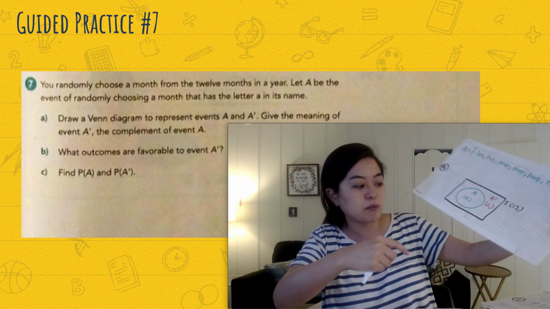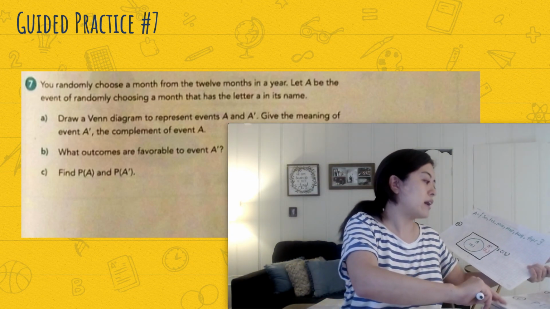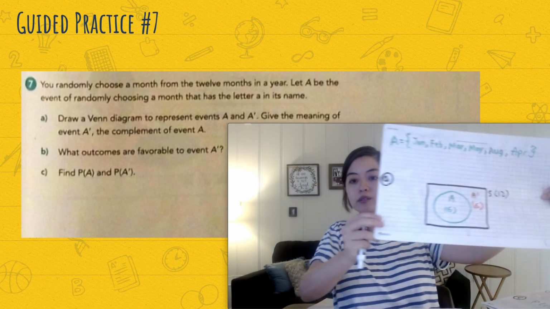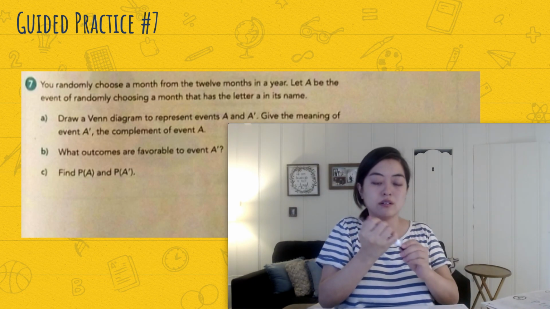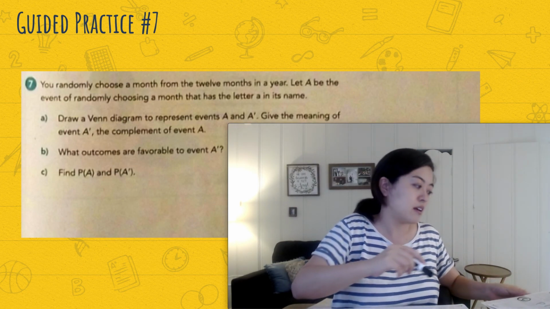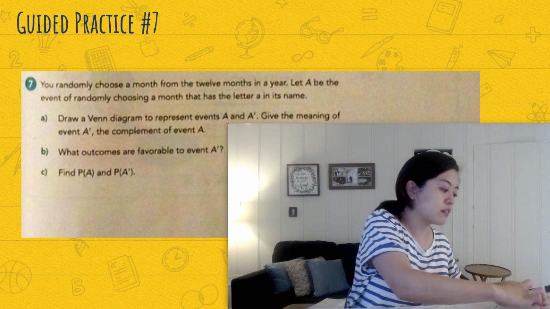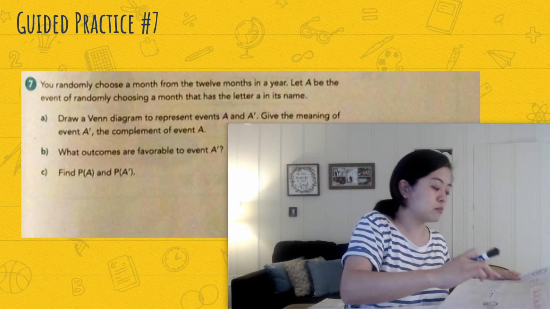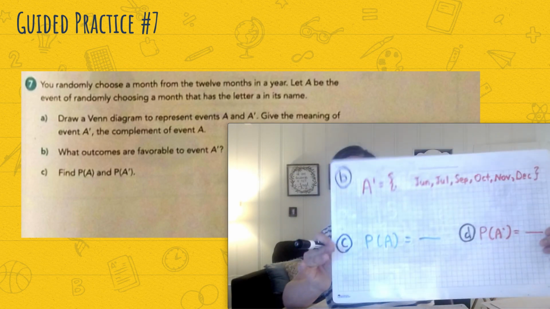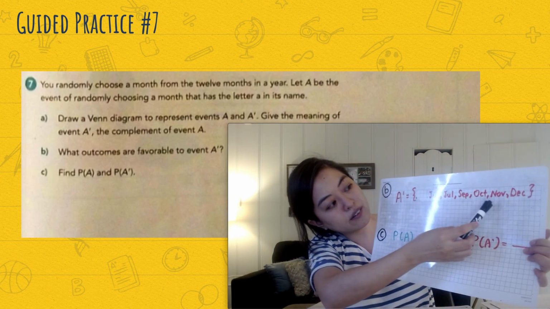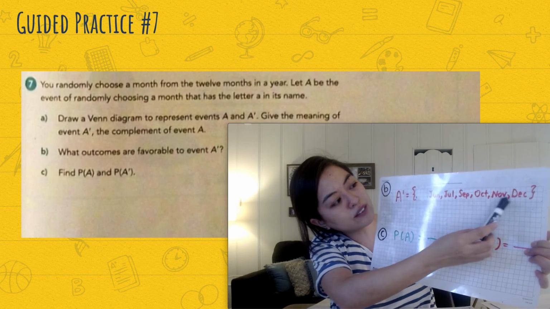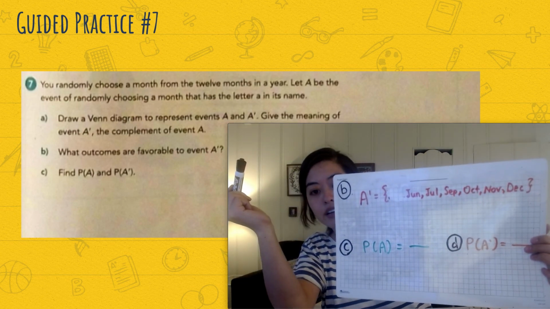Now part B says, what are the outcomes favorable to the complement of event A? So the outcomes that are favorable to the complement of event A are listed as this. They're the 6 months that do not have the letter A in it.